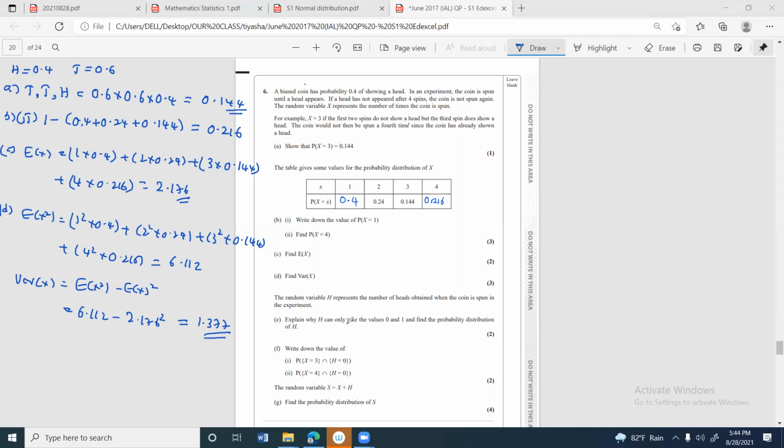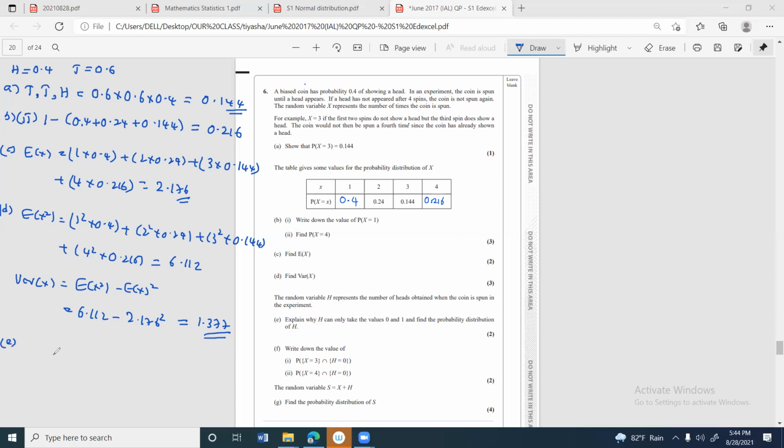So when you're working this out, you can get only 0 or 1. The question is: explain why h can only take the value of 0 or 1. You know that either you will get a head or you don't get a head. So if you work it out with head, how do you find the probability of getting a head? You can write the answer for this question like this.